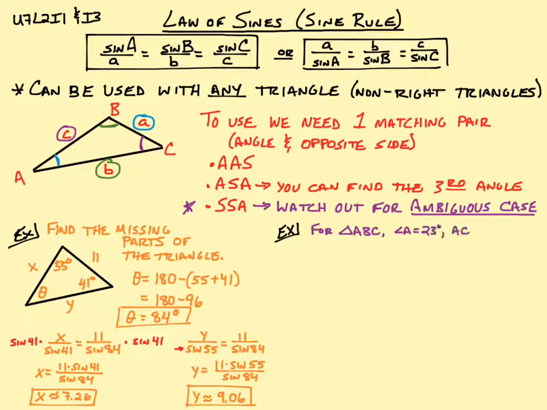Alright, so let's look at another example. For triangle ABC, angle A is equal to 23 degrees, AC is equal to 16, and AB is equal to 8. And I want to find angle B. Alright, so I've got to throw a triangle up here. Now, what we usually do is we just throw any triangle out there.